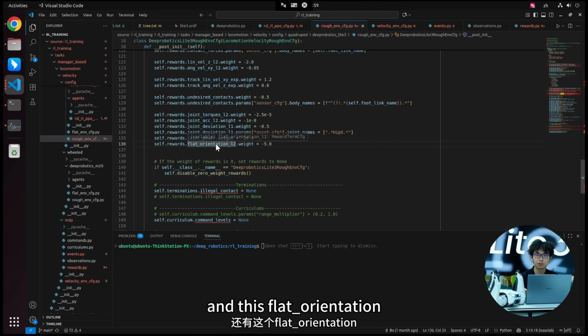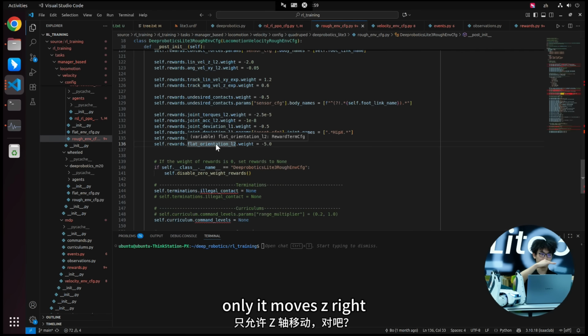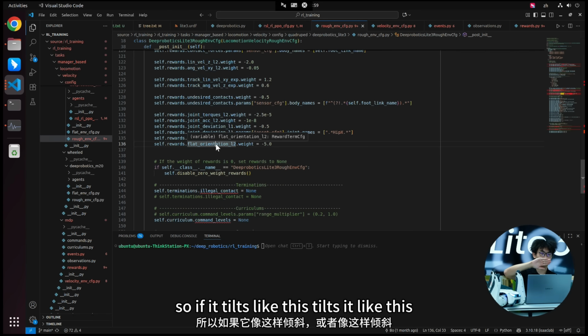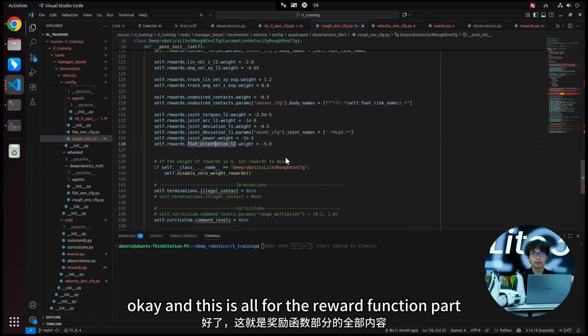And this flat orientation is for the orientation of the base. We're going to penalize any orientation on the x and y axes. Only z moves, right? So if you tilt it like this, it's going to be penalized. Okay, and this is all for the reward function part.